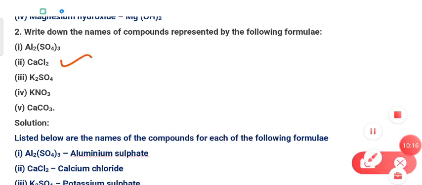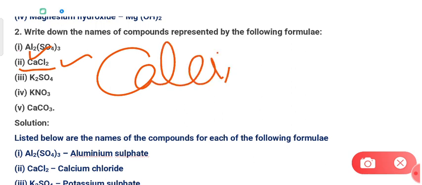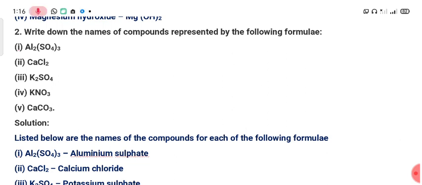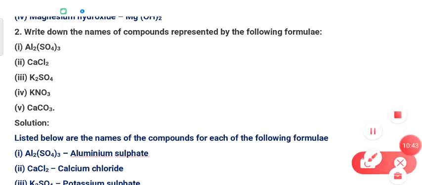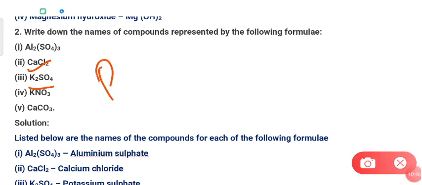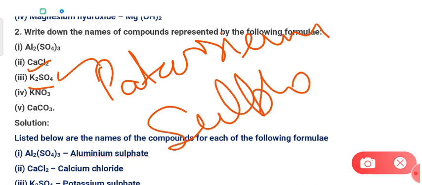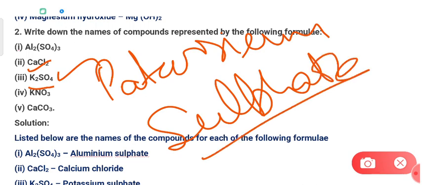Okay, next, look at the second one, that is CaCl2, right? Here again you have to identify that Ca is the symbol of calcium and Cl is the symbol of chlorine, that is chloride. So the name of the compound becomes calcium chloride. In the same way, if we talk about the third one, here you will identify that K is the symbol of potassium and SO4 is the symbol of sulfate. So the name becomes potassium sulfate.